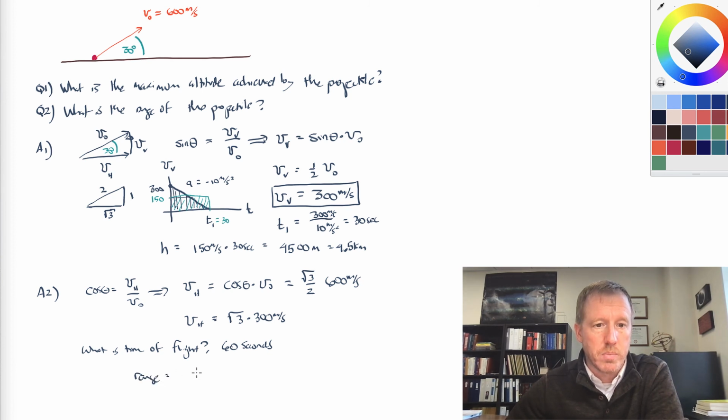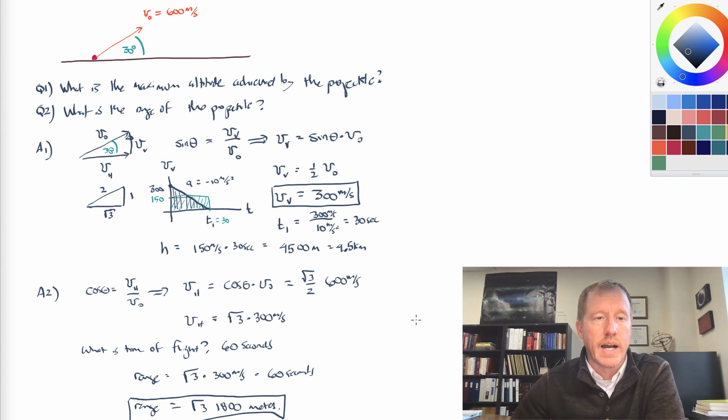And so the range of this projectile is just going to be the horizontal velocity, which is √3 times 300 meters per second, times 60 seconds, and that will be the distance in meters. Oh, and so you get √3 times 18,000 meters. Okay, and so that would be the range of this projectile. There you go. We have just solved for the range of the projectile and the maximum height of the projectile.